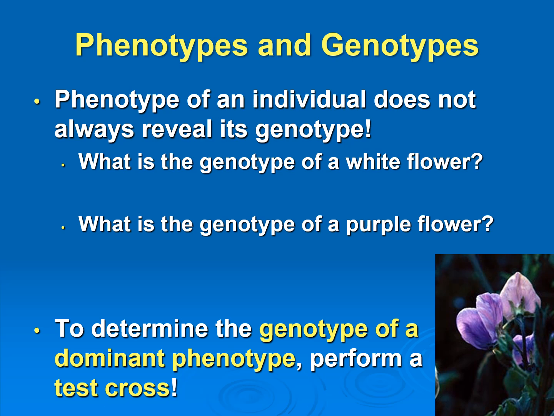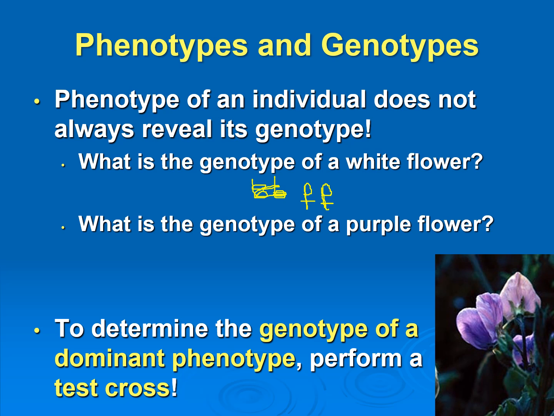Sometimes the phenotype of an individual doesn't always tell you what its genotype is. Okay, so if you have a white-flowered pea plant, you know its genotype. Okay, it has to be homozygous, whoops, we're using peas. It has to be homozygous recessive. You've got 2 little p's there.